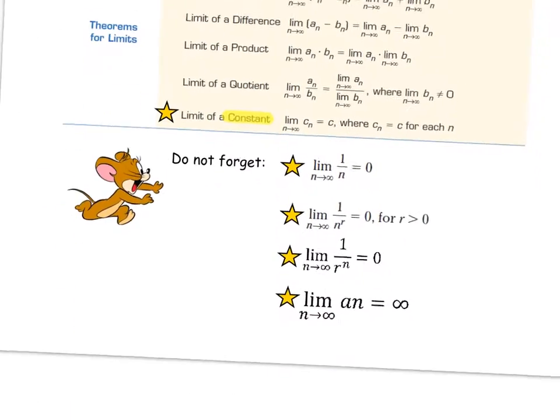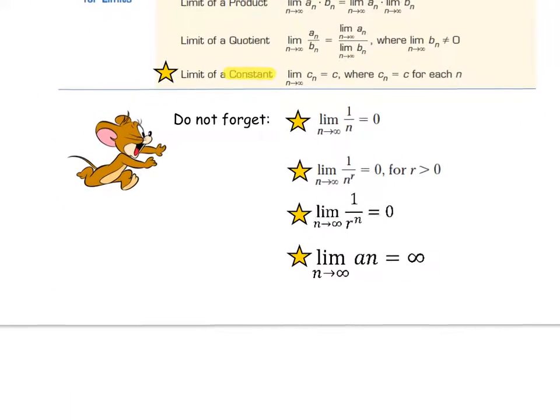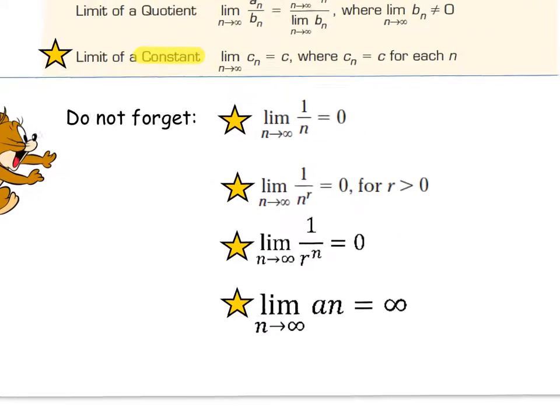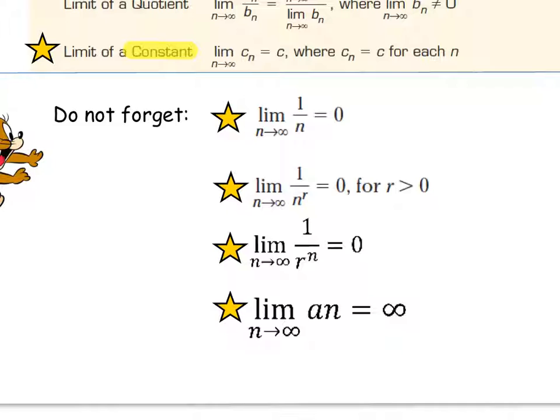Let's take a look at this one down here. The limit as n approaches infinity of 1 over n. This was the one that we looked at before, that we saw tends to 0. This one goes a little bit further, and it now raises that n to a power of r. If r is greater than 0, then the limit is still going to be 0.